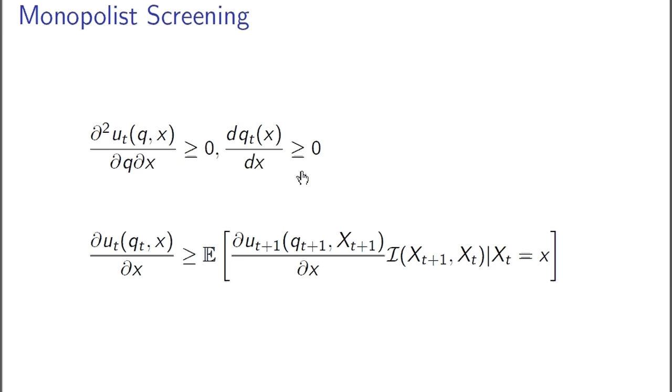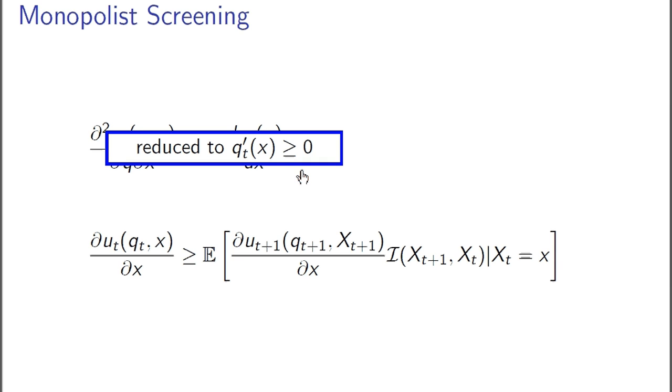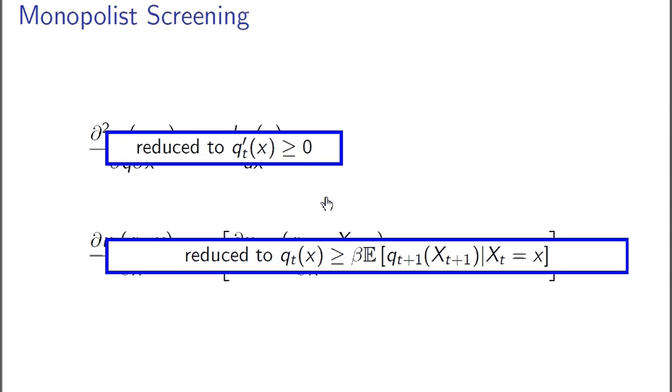Remember, we had two conditions. The first condition gets simplified to just Q is increasing in X. What this means is, suppose my valuation is larger, then I should get more of this good, which is obvious. And the second one can be reduced to something like this. To read this, the quantity that I'm going to get is larger than the expected quantity I'm going to get in the next period. That's kind of obvious. No, it's not obvious that this implies single crossing, but it does.